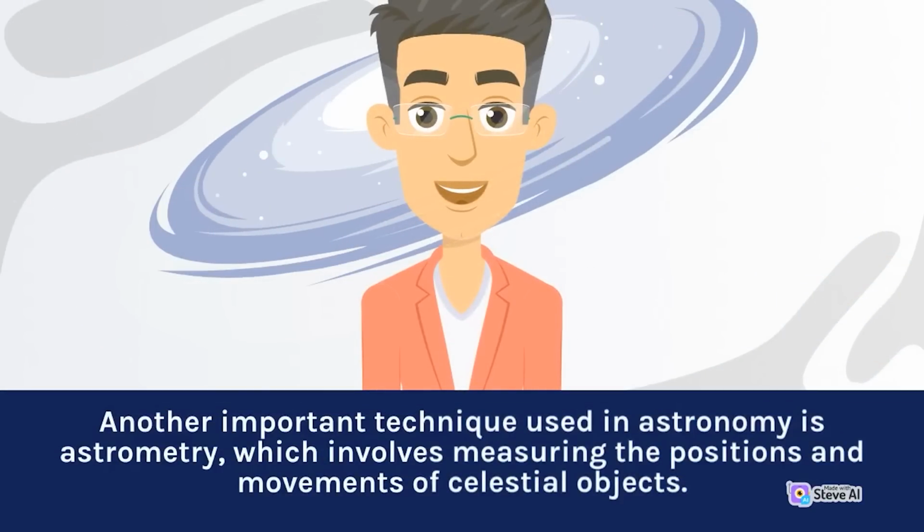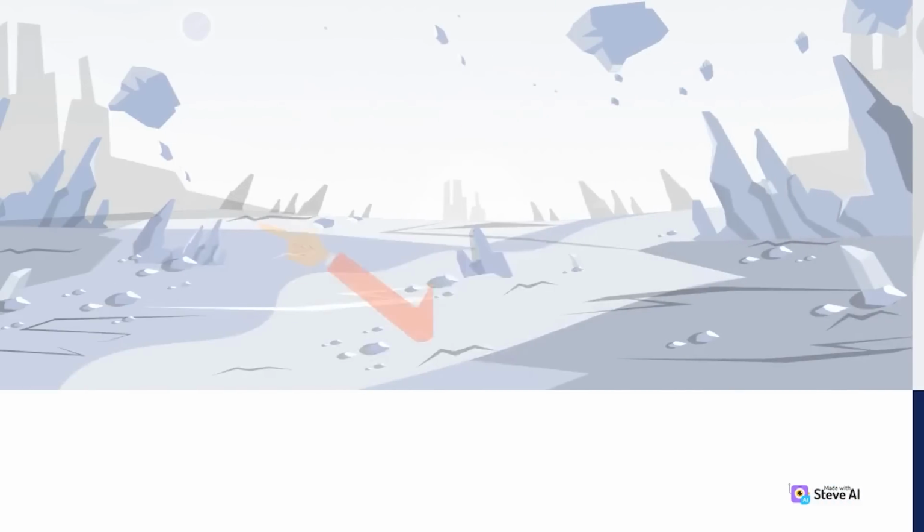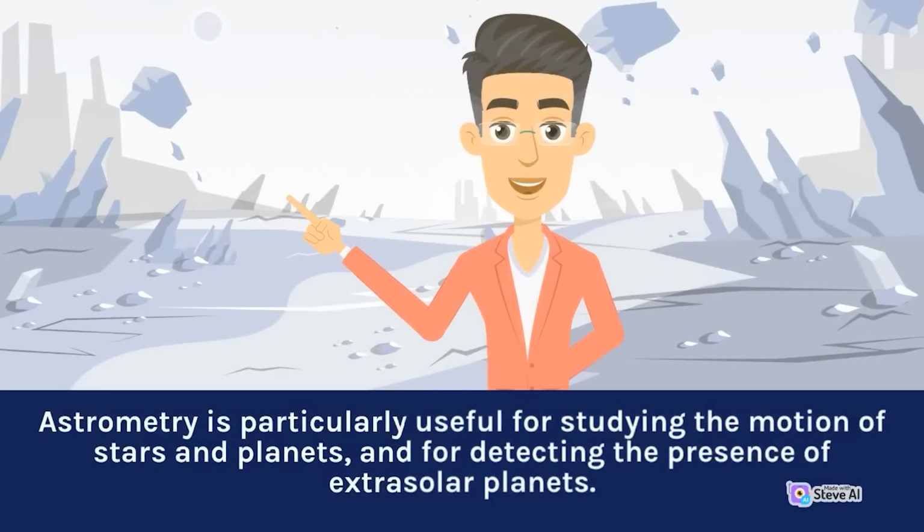Another important technique used in astronomy is astrometry, which involves measuring the positions and movements of celestial objects. Astrometry is particularly useful for studying the motion of stars and planets, and for detecting the presence of extrasolar planets.